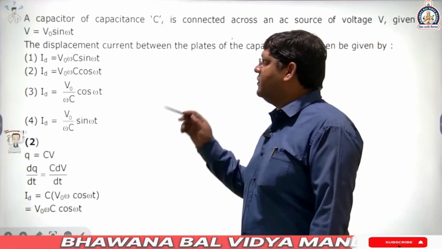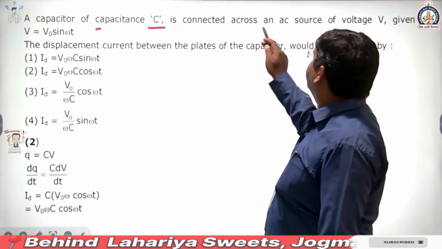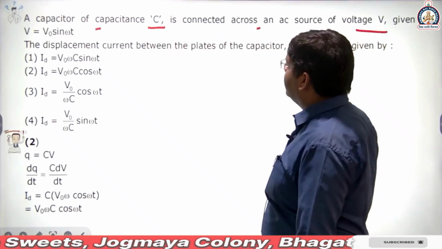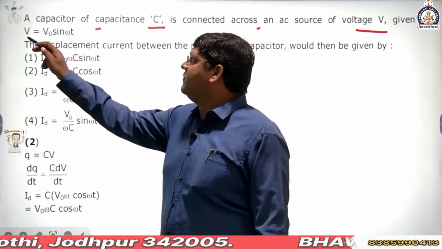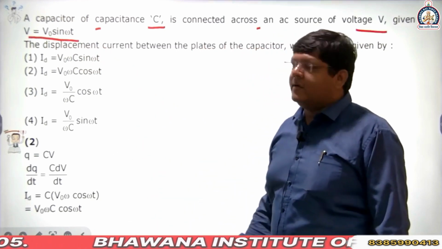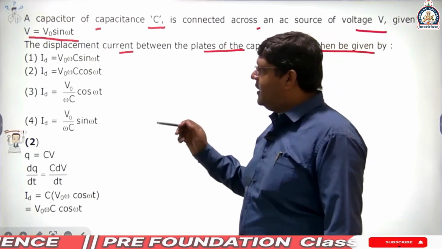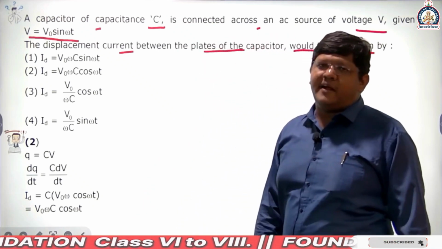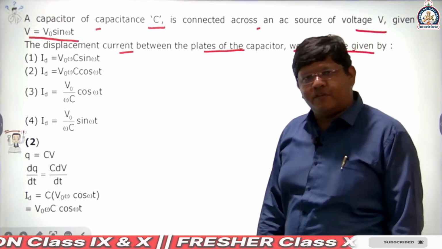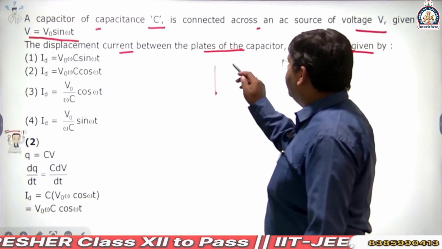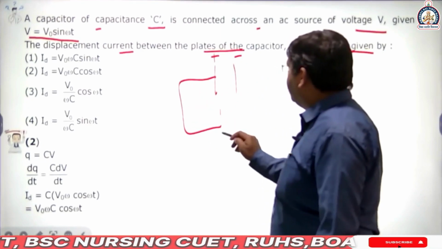Now moving to the next question, this is also related to capacitor. A capacitor of capacitance C is connected to an AC source of voltage V given by V is equal to V naught sin omega t. The displacement current between the plates of the capacitor would be, we have to calculate the value of displacement current. There are two types of current, conduction current and displacement current. We can simply understand the concept as this is our capacitor, plus minus, and we have connected it to a source.